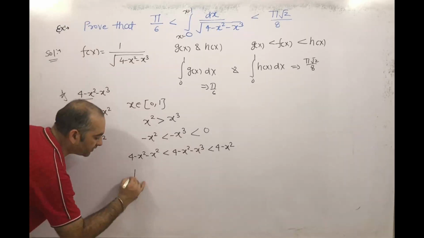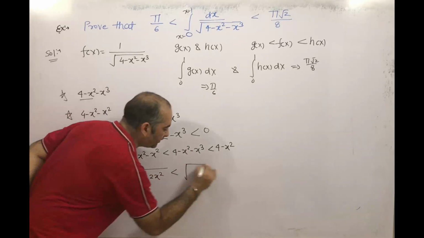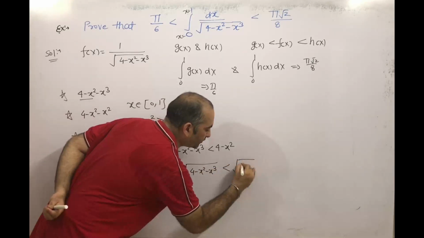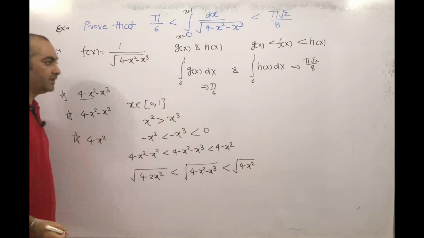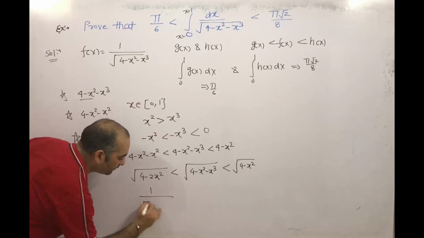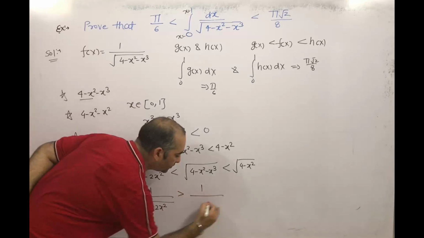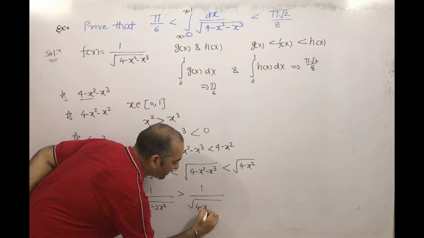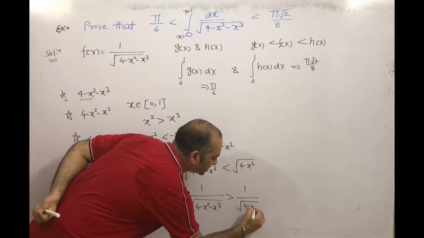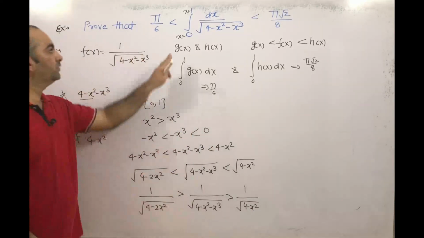So square root if you take, what will come? Root of 4 minus 2x square is less than root over 4 minus x square minus x cube is less than root over 4 minus x square. Then we will take reciprocal. If you take reciprocal, what will come? 1 divided by root over 4 minus 2x square is greater than 1 divided by root over 4 minus x square minus x cube is greater than 1 divided by root over 4 minus x square. This will come. Now these three will integrate between 0 to 1.